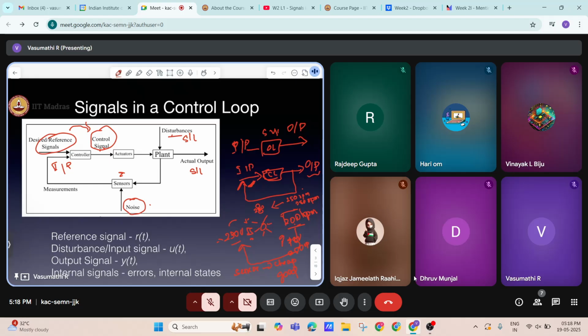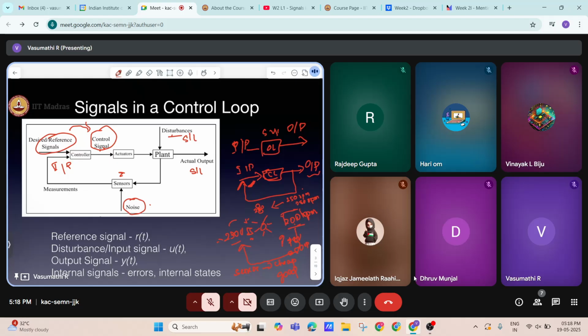Everybody will get confused in this aspect, right? What is a disturbance, what is noise? Both seem to be the same, but these are the basic differences between disturbances and noise in terms of control systems. Clear? Any doubt in this?